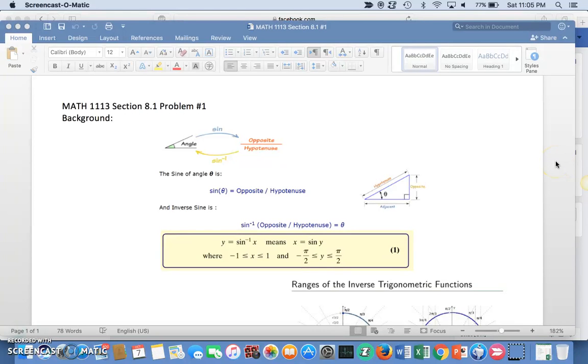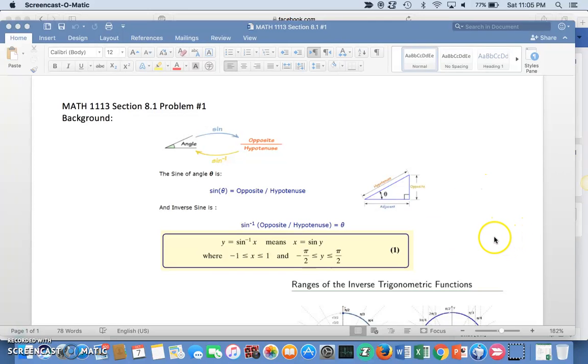Okay, well, this is section 8.1. This is problem number 1. This is inverse trig. Previously, you've been given like the sine of an angle and you were looking for a relationship. Now you're going to be given inverse sine of the relationship and you'll be looking for the angle. Goes back and forth. The little -1 means the inverse.